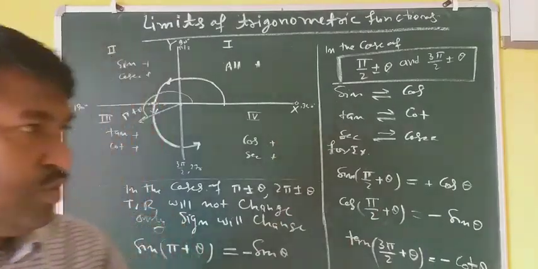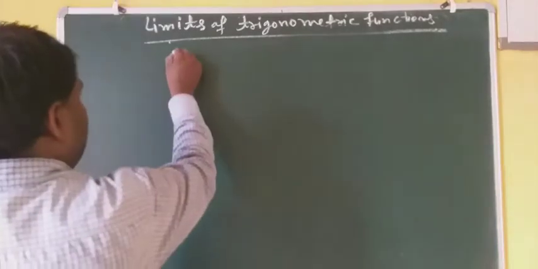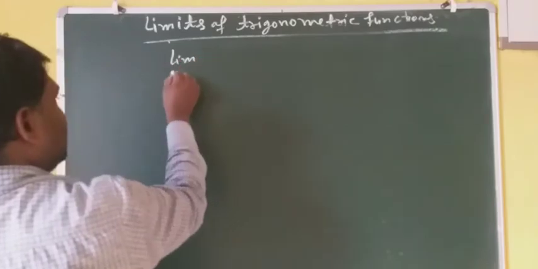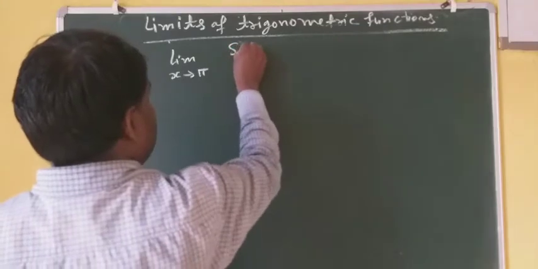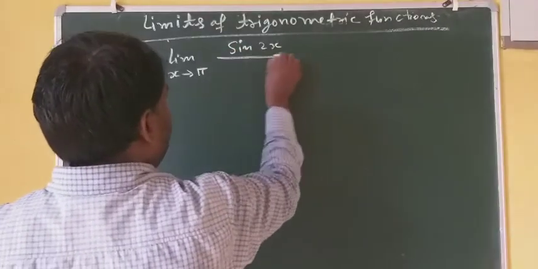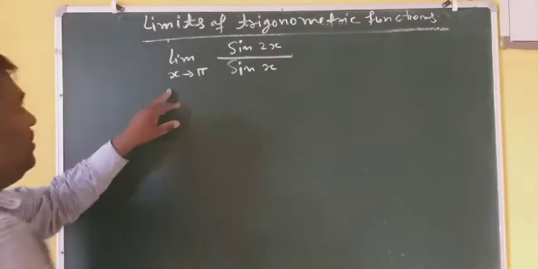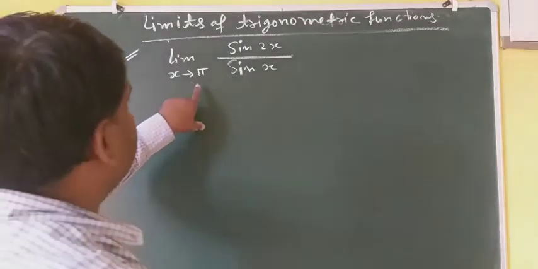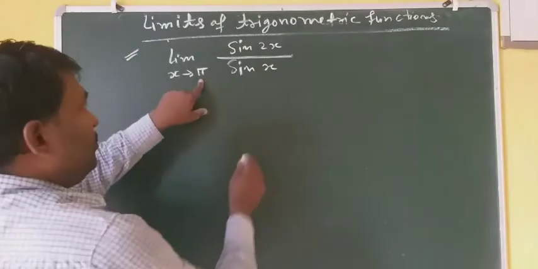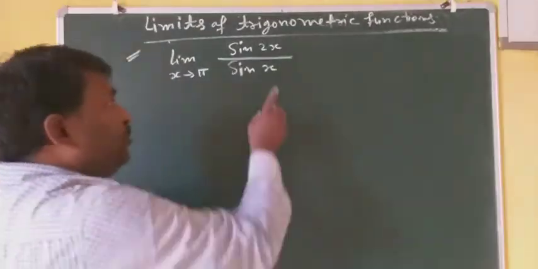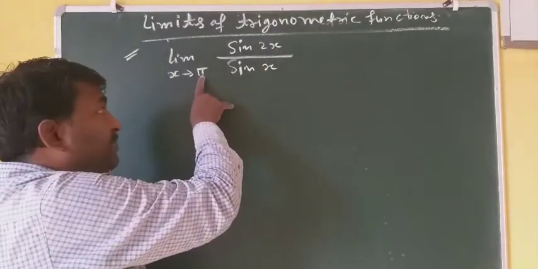Okay, by taking some numericals it will be more obvious. Now there is a numerical: limit x tends to pi, sin 2x upon sin x. How will you solve? Just think. As per the process, x tends to a, and in place of a it is pi. So according to the first step, what do you have to do? You have to put in place of x, a plus h, meaning pi plus h.